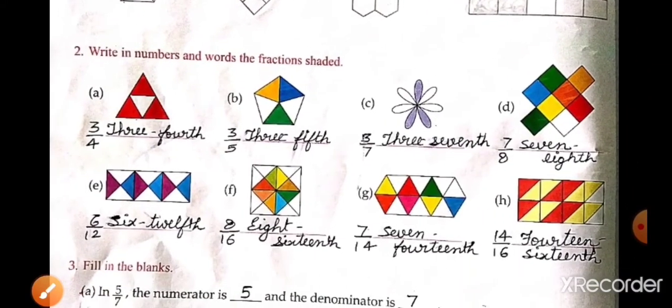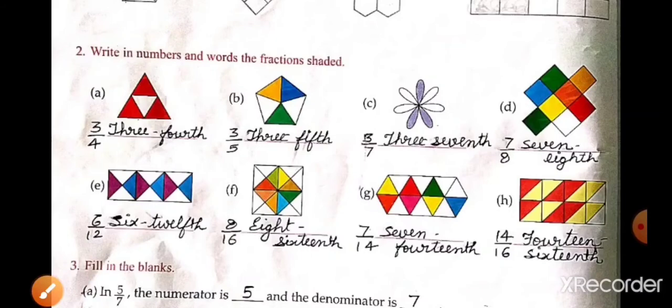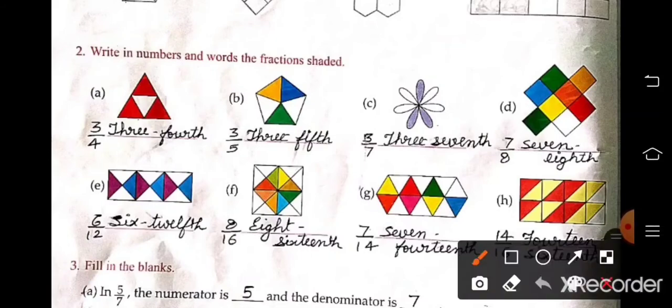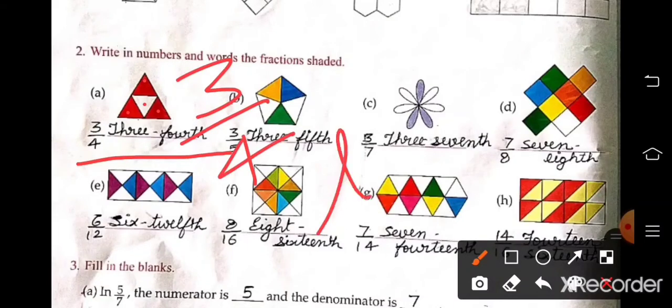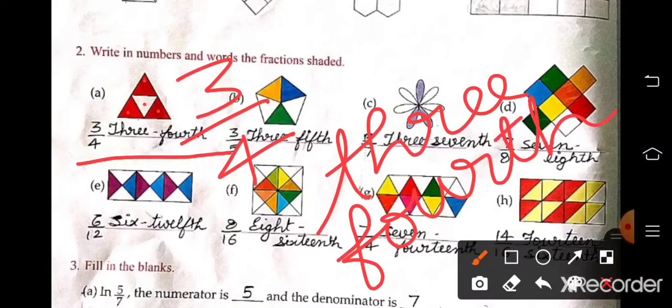Okay. Now question number 2 is write in numbers and words the fractions shown. So here we have to write in numbers and also in words. Okay, so A part is here. Total 4 parts are here, 1 2 3 4, and 3 are colored. So the number is 3/4 and the name is three fourths. Okay, like this you have to write.